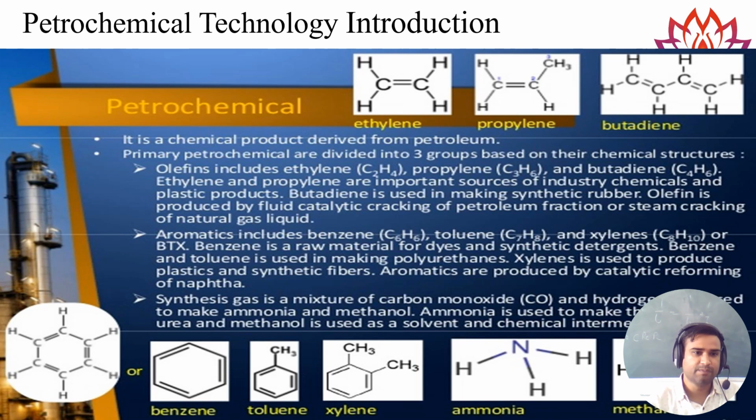And the third type of petrochemical is synthesis gas. That is a mixture of carbon monoxide and hydrogen, and that is used to make ammonia and methanol. Ammonia is used in making fertilizers, and methanol is used as a solvent and chemical intermediate for chemical testing in laboratories. Let's go to the second slide.